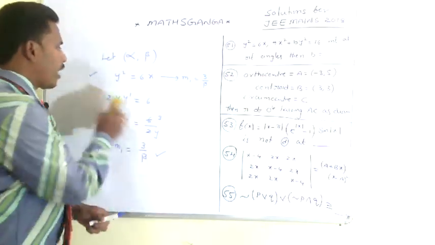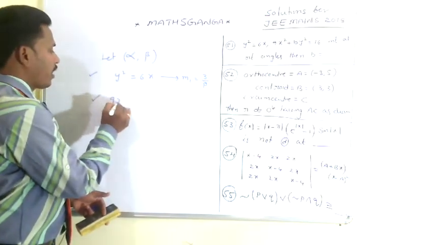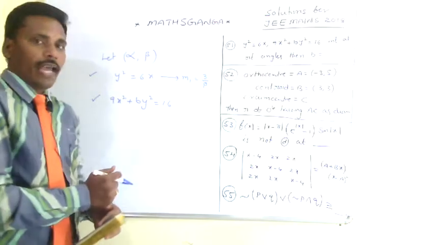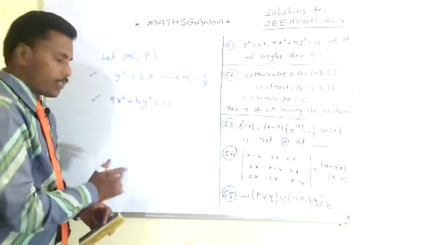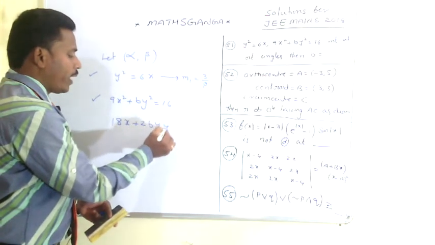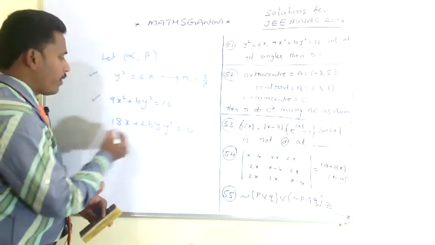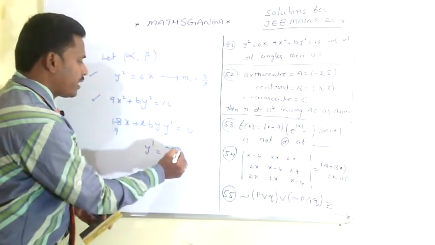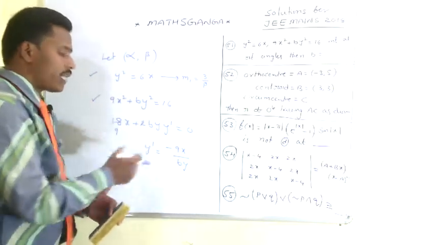In the same way we have to calculate the slope of the tangent for the second curve at that point. For that, consider 9x square plus by square is equal to 16. From this we need to calculate the first derivative. If you differentiate everything with respect to x, for 9x square the derivative is 18x, and for by square it will be 2by y dash, and for 16 it's a constant, so its derivative is 0. Simplifying, 2 will get cancelled, and then y dash is nothing but minus 9x divided by by. The first derivative for the second curve is minus 9x by by.